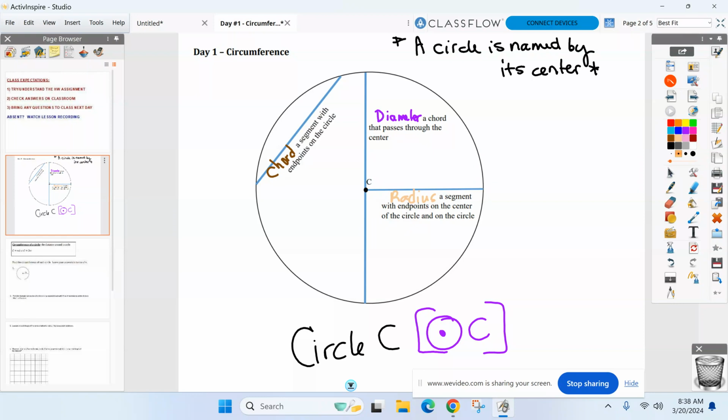Now, can I call a diameter a chord? Yeah, absolutely. It just happens to be a chord that goes through the center. All right, so those are the three parts. You probably heard of diameter and radius. Maybe chord was the new one today. All right, let's go on to today's topic.